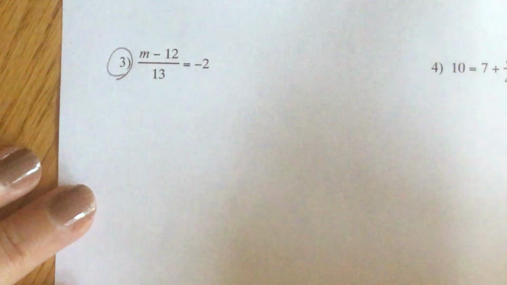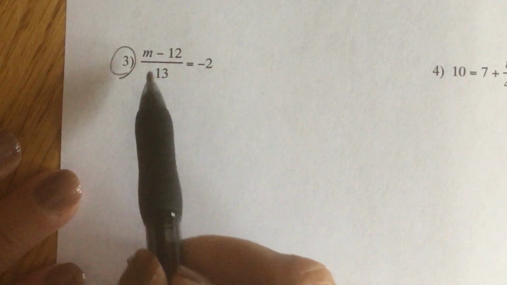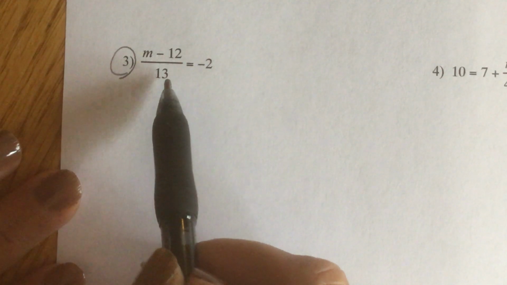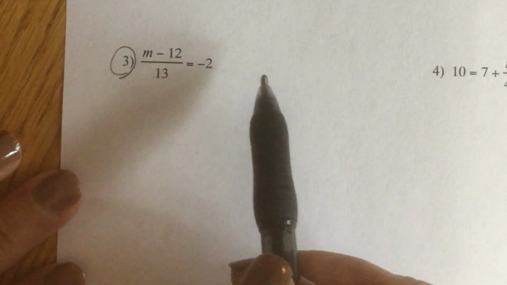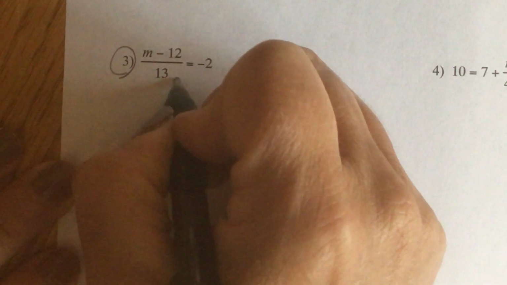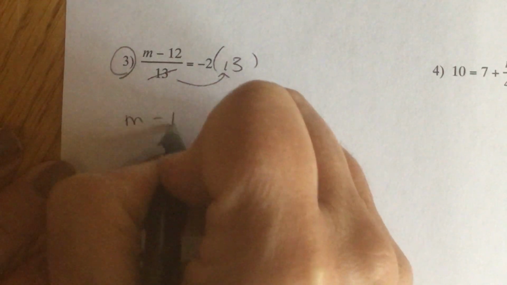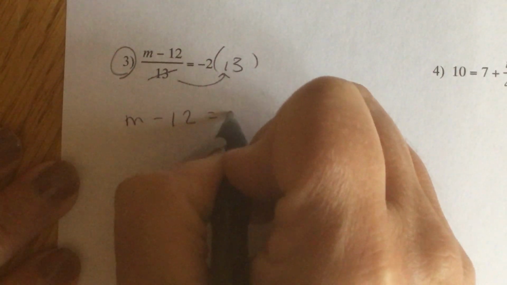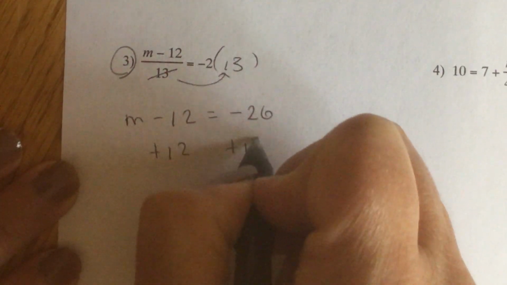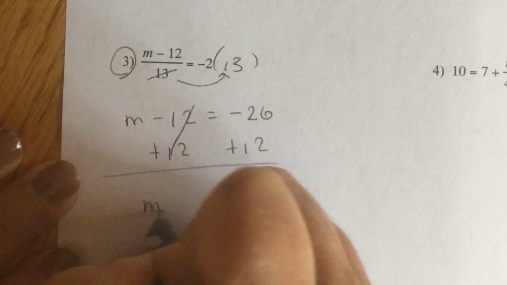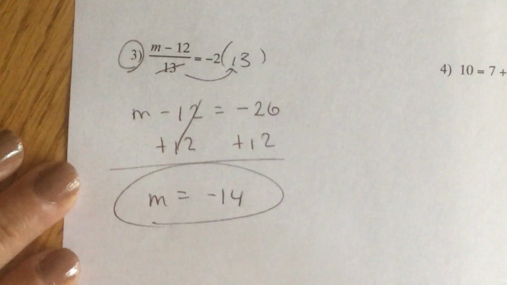Okay, number 3, I'm going to multiply both sides by 13. This means divide by 13. So in order to move the 13, I need to do the opposite of divide, which is multiply. So if I move that over by multiplying, I'm left with m minus 12 equals negative 26. So if I add 12 to both sides, that's gone, and I have m equals negative 14 is my answer.